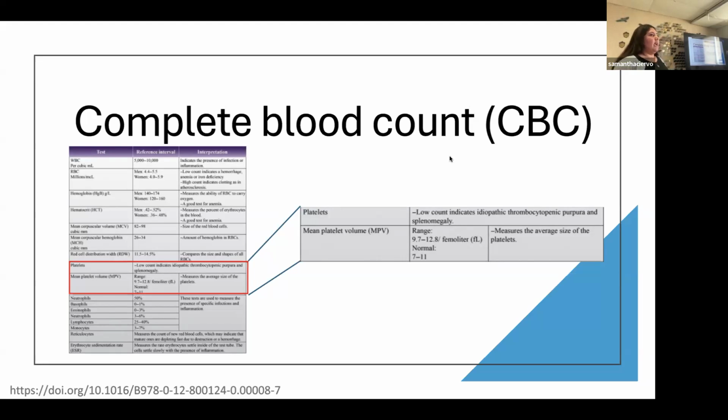There are other types of cancers, like leukemias, that are just in the blood, and these tests are really important to look at for that.